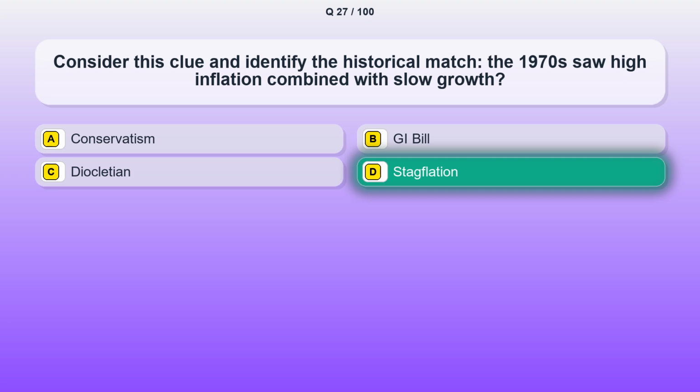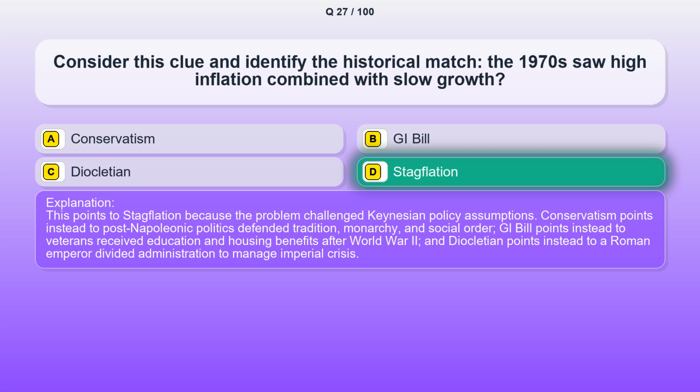The correct answer is option D, stagflation. This points to stagflation because the problem challenged Keynesian policy assumptions. Conservatism points instead to post-Napoleonic politics defended tradition, monarchy, and social order. GI Bill points instead to veterans received education and housing benefits after World War II, and Diocletian points instead to a Roman emperor divided administration to manage imperial crisis.